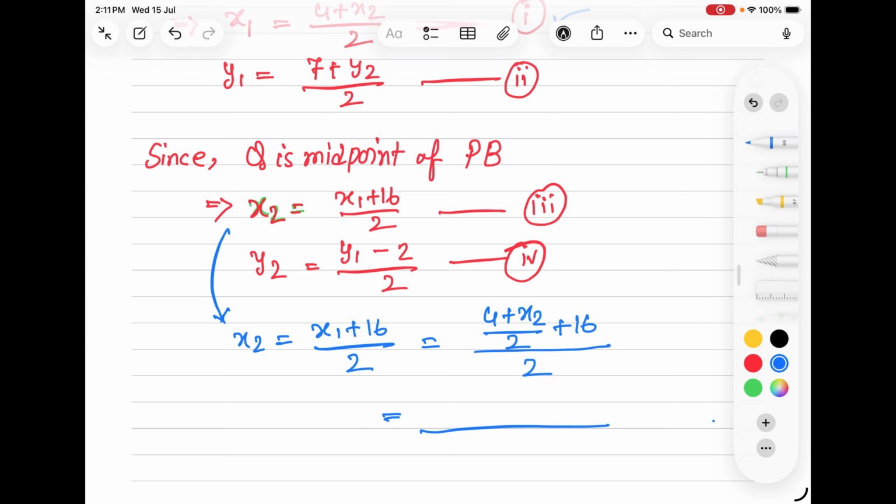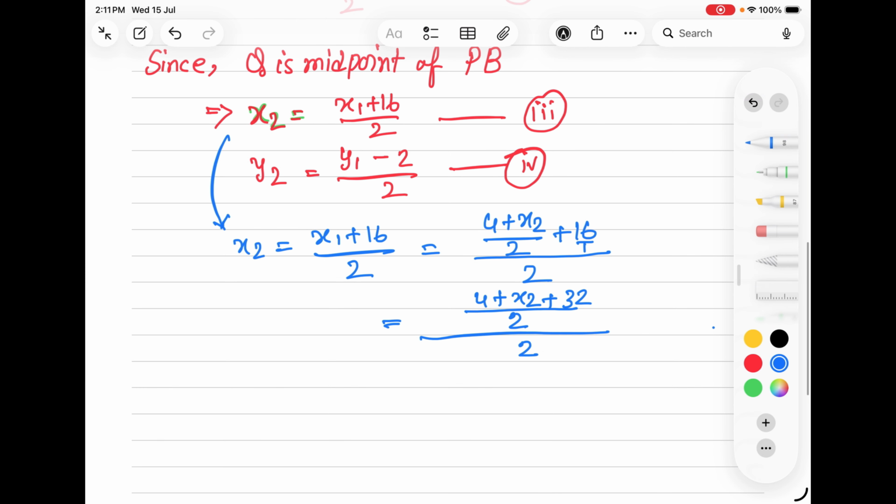Now solve this one. So get the LCM. What is the LCM here? 2. So the first part is 4 plus x2, and 16 by cross multiplication is 16 into 2, 32, and the denominator is simply 2. On the numerator part, you can write x2 plus 32 plus 4, 36, so x2 plus 36 by 2.